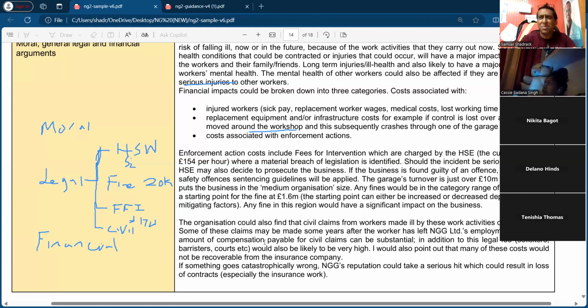Tell me what you think. You could just talk about that in your own words. You can say a worker injured could sue the company. Insurance would not cover civil claims. The amount payable in compensation would be a large amount, right? You can say substantial, but you can find another word, could be more than 500,000 pounds, you know?